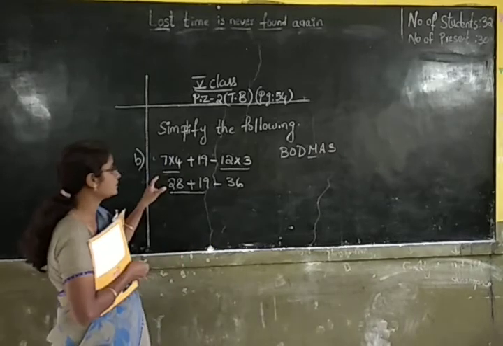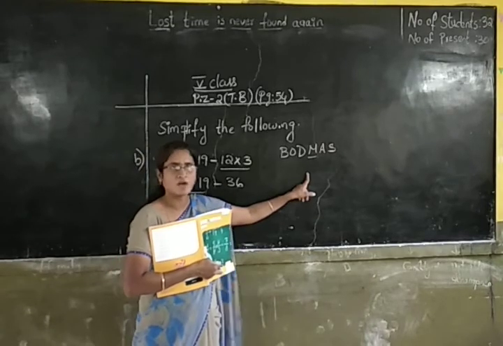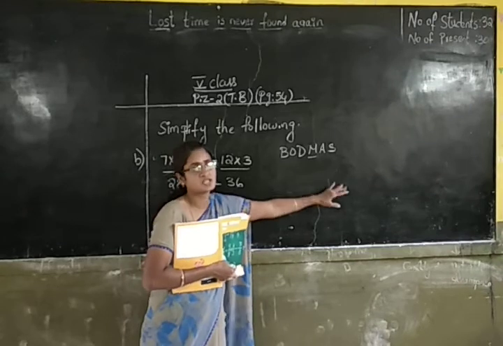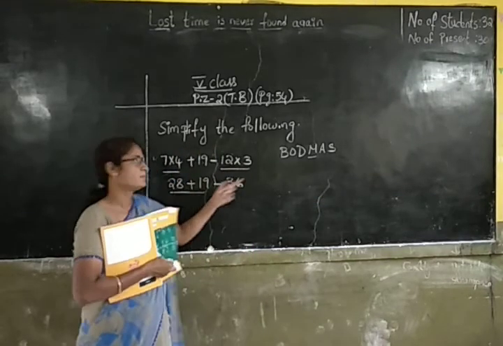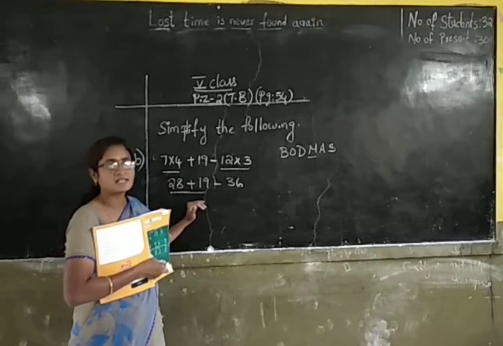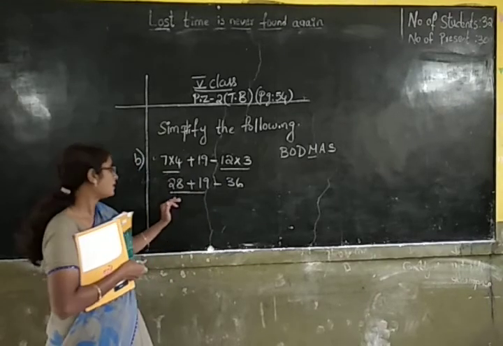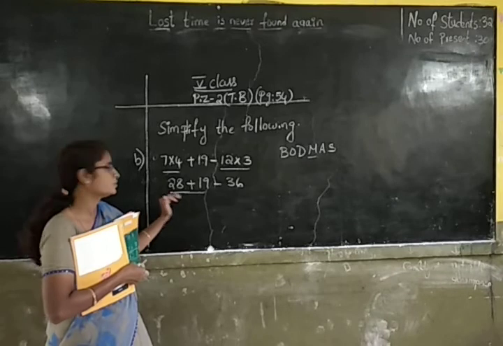Did you understand children? According to the BODMAS rule, first we have to do multiplication, then addition and then subtraction. First I have solved the numbers which are having multiplication. Then I have to rearrange the numbers according to addition. But already these numbers are rearranged. So no need of rearranging.